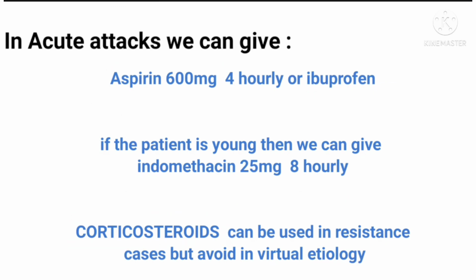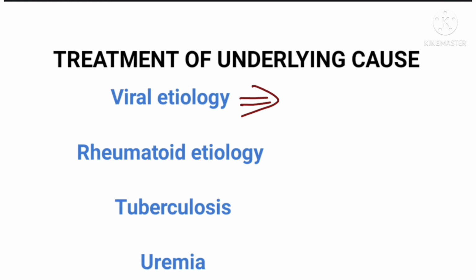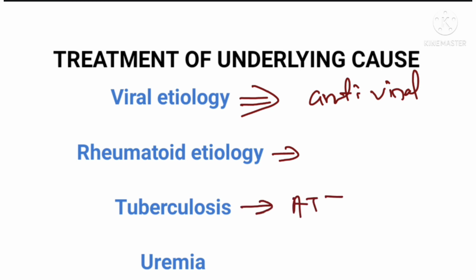The definitive treatment of this pericarditis will be treatment of the underlying cause. In viral etiology, we can give antiviral drugs. In rheumatic etiology, we can give anti-rheumatic drugs. In tuberculosis, we can give anti-tubercular treatment. And in uremia, we can treat the underlying cause.